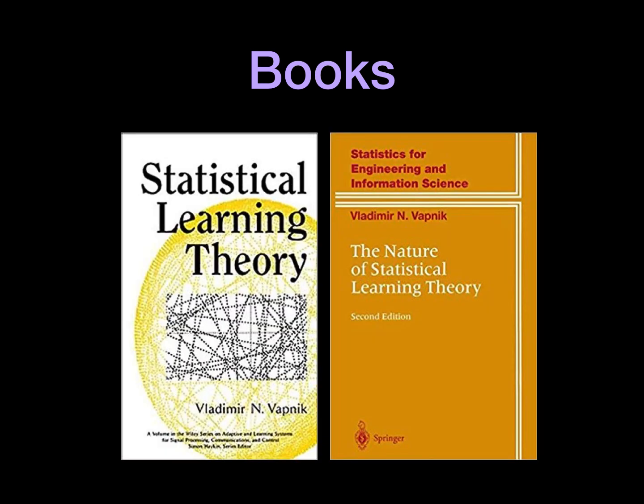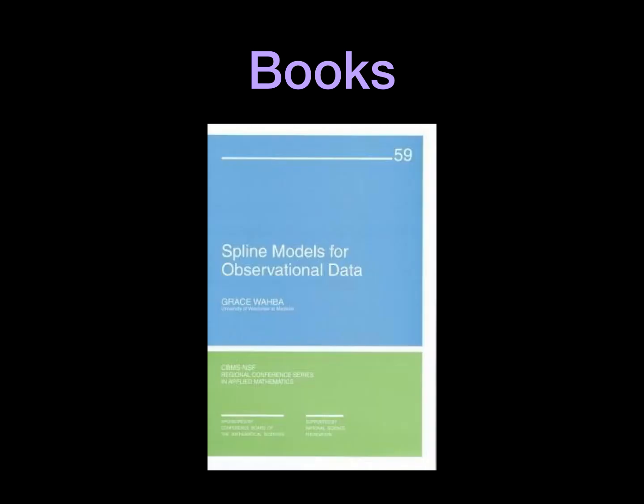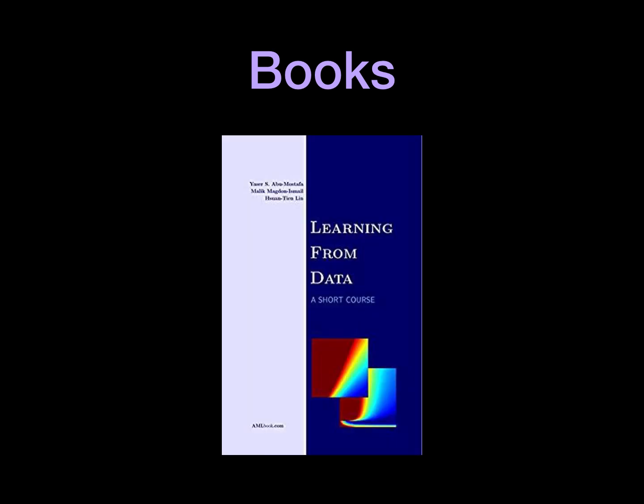When we talk about statistical learning, I'll be using three main books, two by Vapnik. One is called Statistical Learning Theory. The other one is The Nature of Statistical Learning Theory. And the other book I'll be using is Spline Models for Observational Data. I will also use sporadically a really well-written, very accessible book called Learning from Data that I would highly recommend.